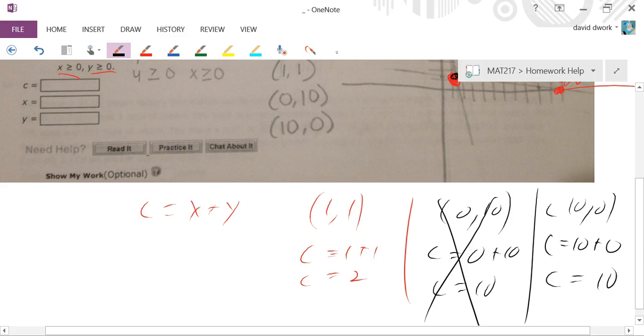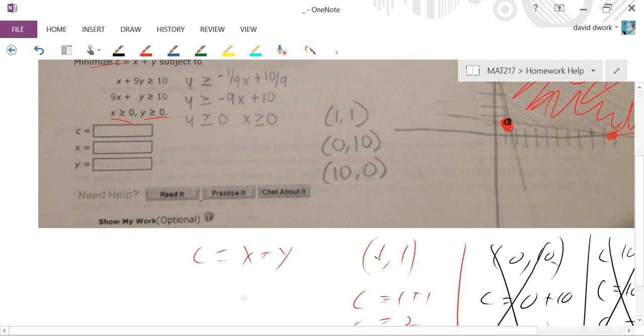Anyway, okay, so c equaling 2, c equaling 10, so we know 2 is less than 10. So therefore, the point that gives us the minimum value is the 1, 1. So when we have an x value of 1, a y value of 1, we have a c value of 2.